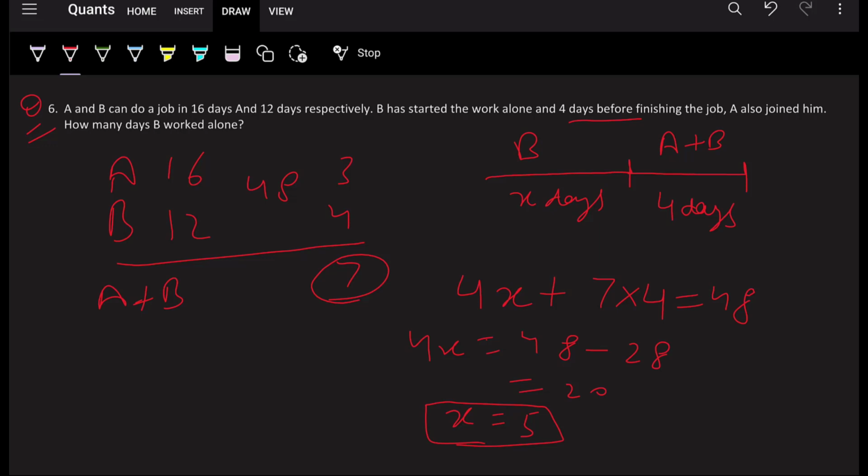So we will calculate the efficiencies of A and B. 48 we have taken as the LCM. Now the efficiency will be 3 and 4 for A and B respectively, as 48 divided by 16 and 48 divided by 12, and the combined efficiency of A and B will be what? 7.